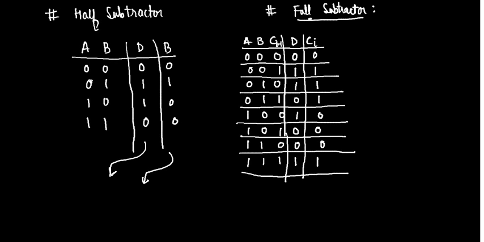So the procedure again remains the same. Realize the function for D, realize the function for the previous borrow, and look for a possibility to have a borrow look ahead subtractor. Can we have that? Homework for you is to realize this, with and without carry look ahead subtract. Just look for that possibility. Is that okay? Let's move ahead.